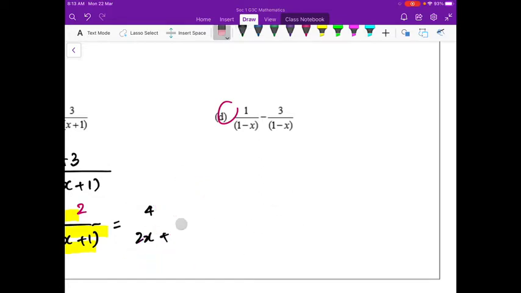Two over x plus 1. Okay, now in part D, remember, fraction plus or minus another fraction, denominator must be the same. How to make the denominator the same? You can consider the LCM. You can.